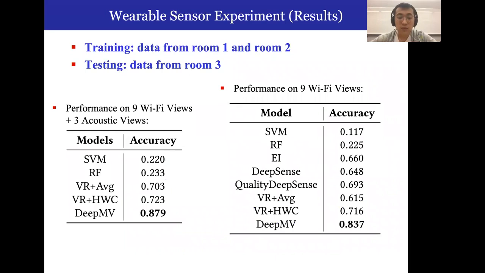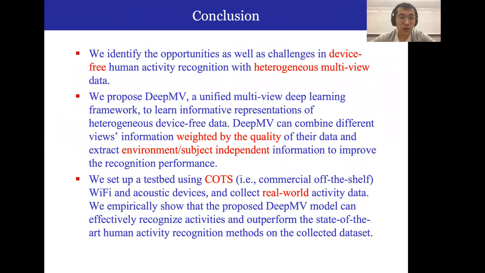Note that the data for the training is collected from room 1 and room 2. The data for the testing is collected from room 3. We report the results on 12 heterogeneous views and 9 Wi-Fi views. We can see that our model outperforms the baseline with a large margin. We also conduct many other experiments to study the limits of our model, please refer to our paper.